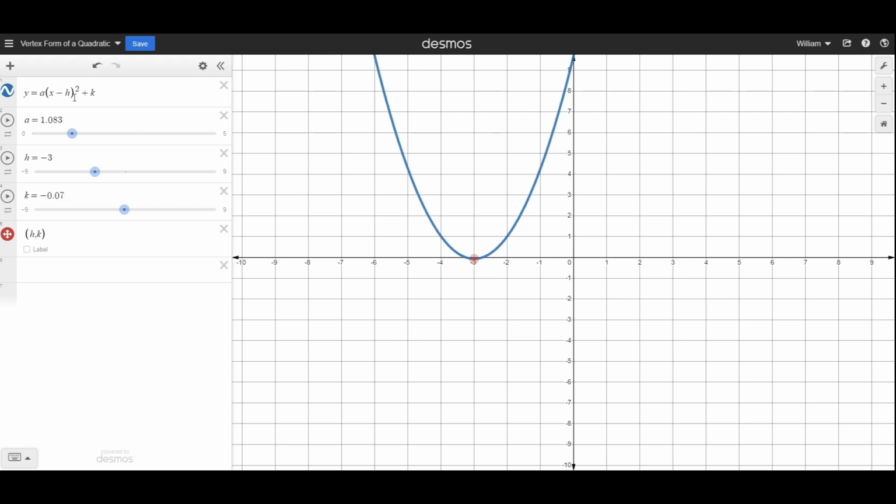So you kind of need to remember that. Whatever the sign is in here, you almost want to think the opposite side. So if this said x plus 3, that's a shift to the left. If it said x minus 3, that's a shift to the right.